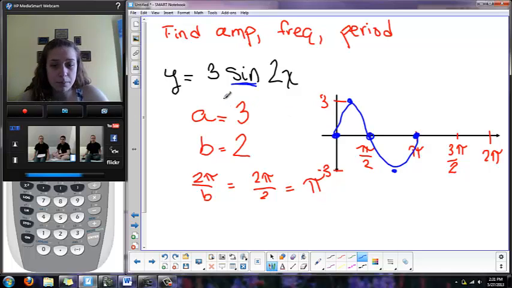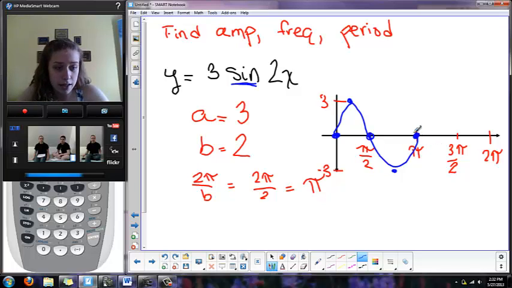Okay, so you see my amplitude is 3. My frequency is 2 because between 0 and 2 pi I'm going to see 2 full curves. And my period is pi because the interval it needed to take to see one curve is just pi.